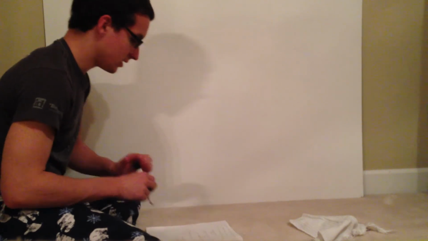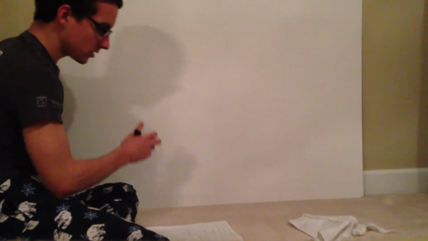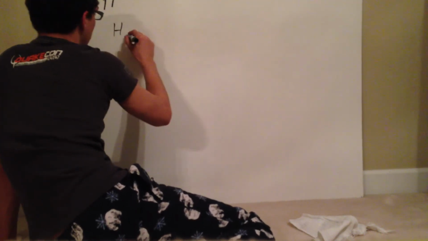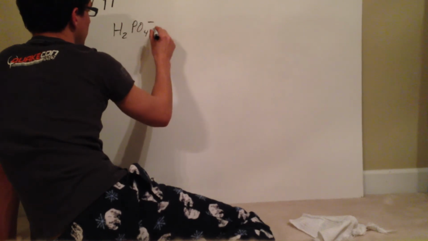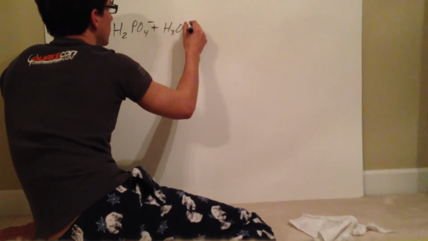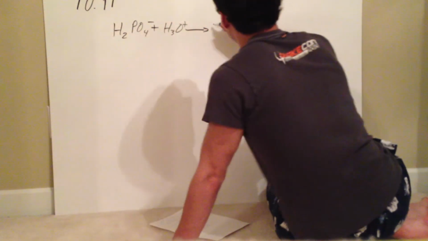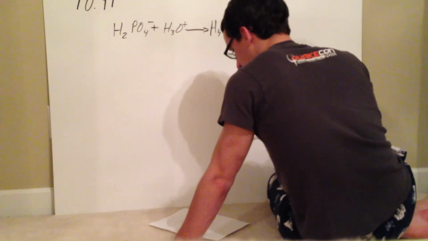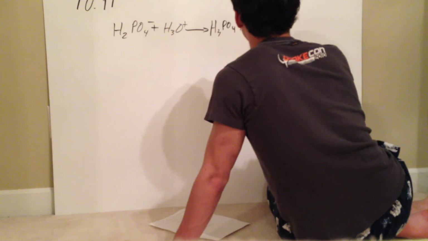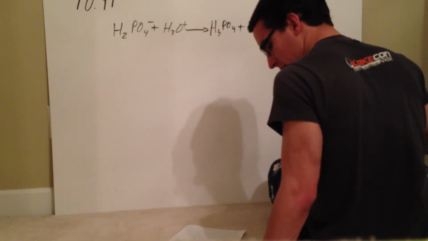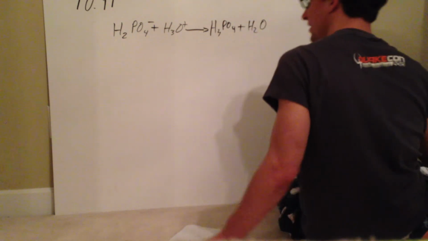Since we're adding an acid, the acid is what gives away. So on the right side, let me start up here. The H2PO4 negative plus H3O plus yields H3PO4 plus H2O. So that's the equation that shows how it's done.